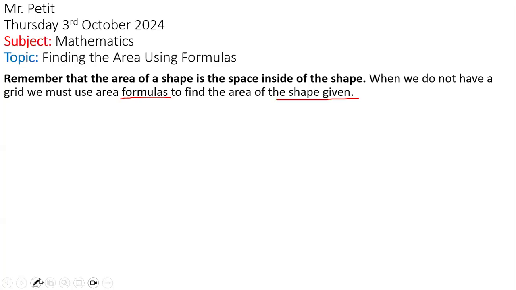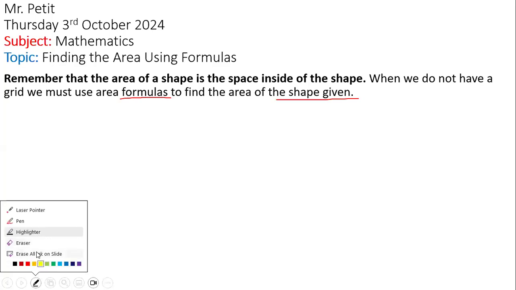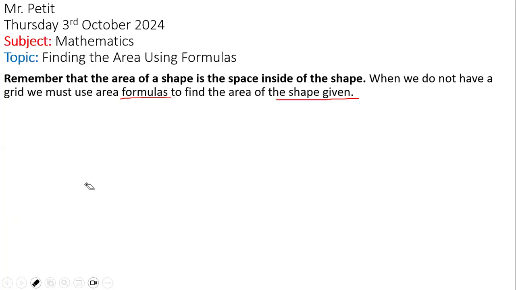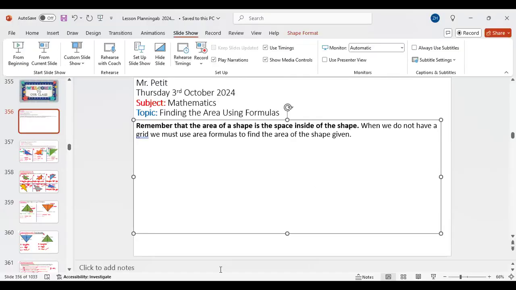So when we do not have the grid, what must we use instead to find the area of the shape? The formula. We must use the formulas, right? We must definitely use the formulas. All right, so that means that you have to know the formulas now. So today we're going to start off by looking at the area of a triangle.